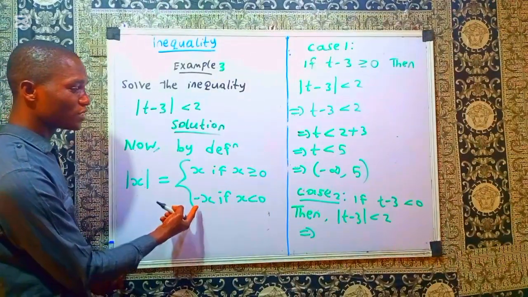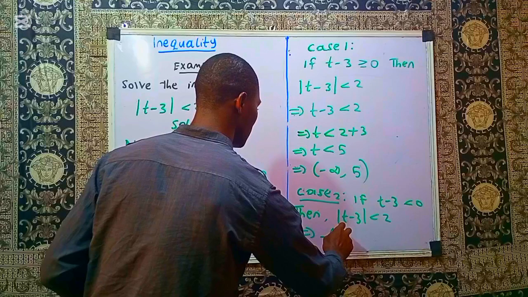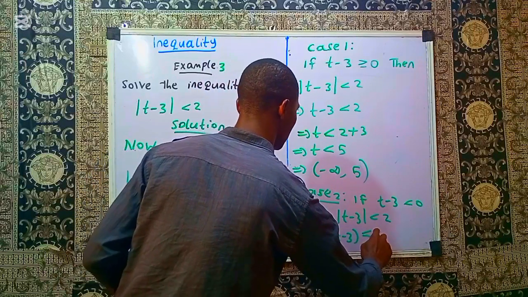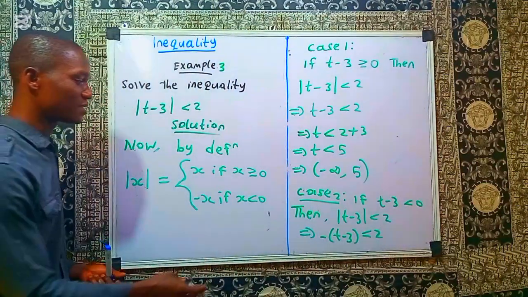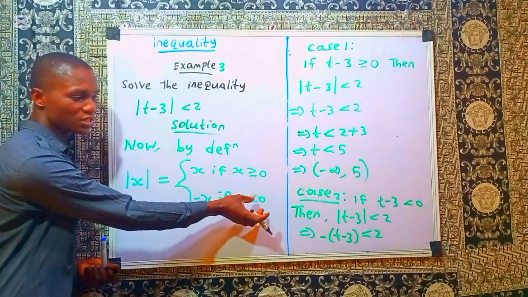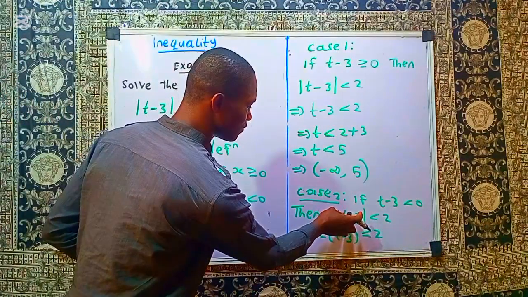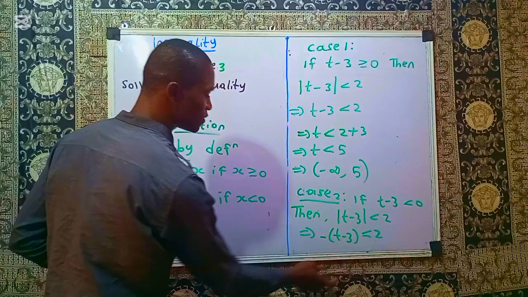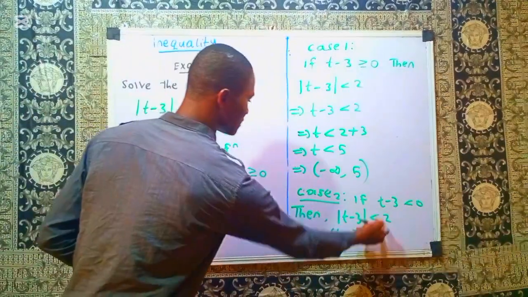So we are going to have minus of this quantity inside the absolute value, minus of t minus 3, will be the result of the absolute value, because we assume that it is less than 0. If the quantity is less than 0, the absolute value is minus of it. So we are going to have minus of t minus 3. Of course, we have less than 2 here.